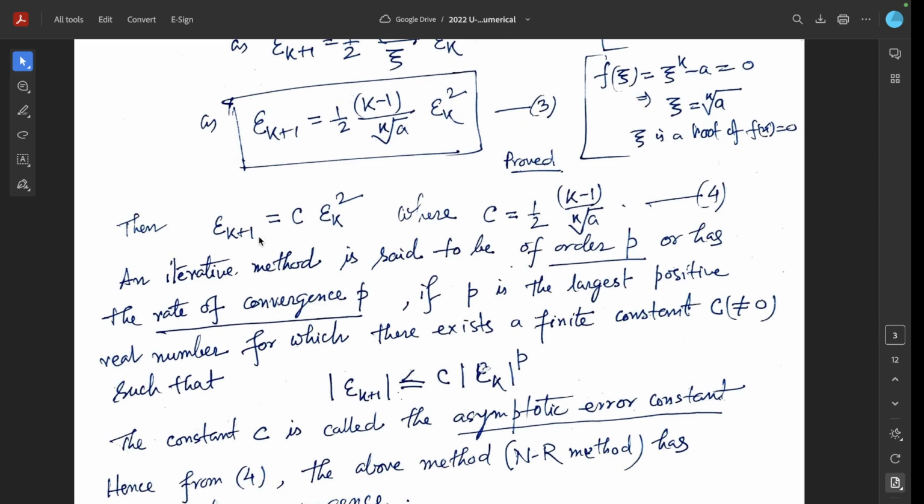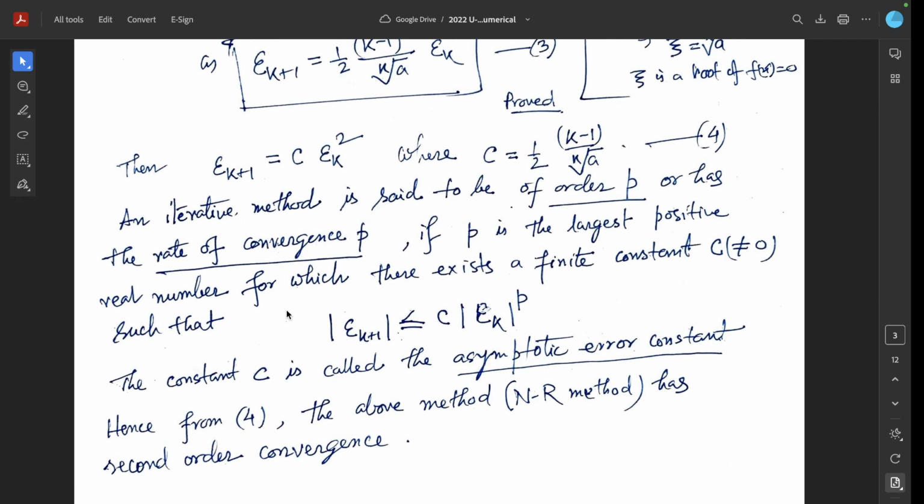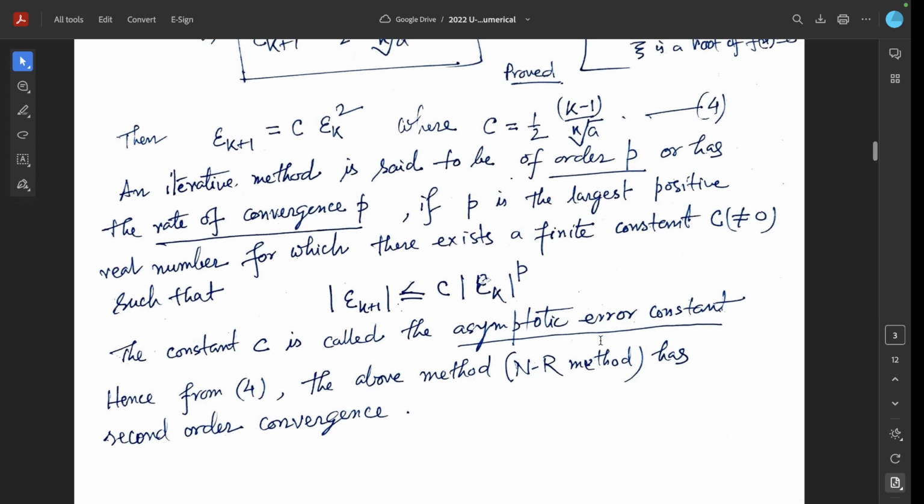Then epsilon k plus 1 equals c epsilon k squared, where c is some constant, half of (k minus 1) by k root of a. An iterative method is said to be of order p, or has a rate of convergence p, if p is the largest positive real number for which there exists a finite constant c not equal to 0, such that mod of epsilon k plus 1 is less than or equal to c mod of epsilon k to the power p. The constant c is called the asymptotic error constant.